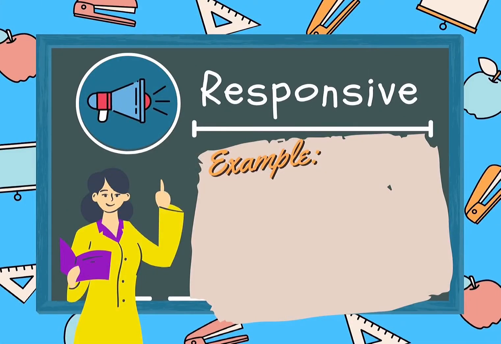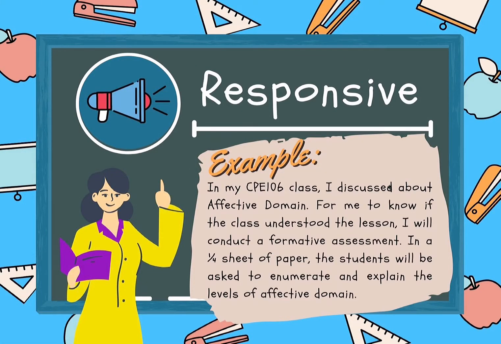For example, in my CPE 106 class, I discussed about affective domain. For me to know if the class understood the lesson, I will conduct a formative assessment. In a 1/4 sheet of paper, the students will be asked to enumerate and explain the levels of affective domain.